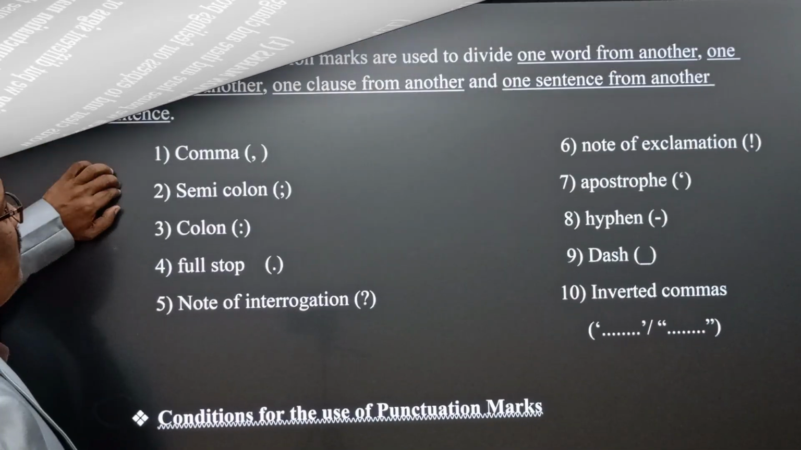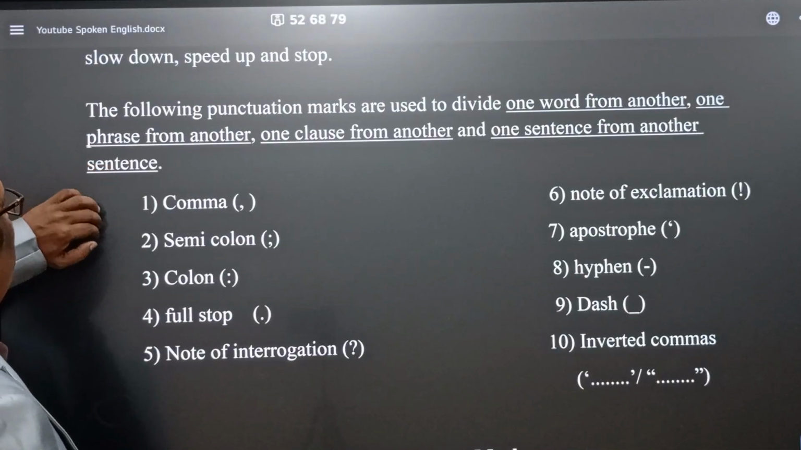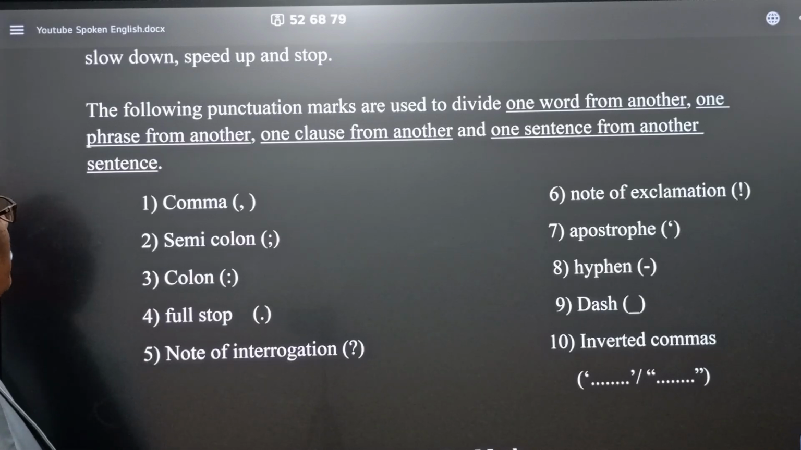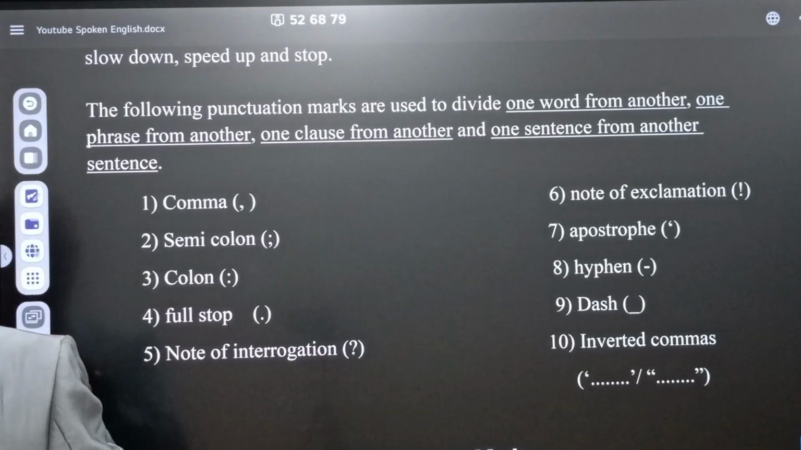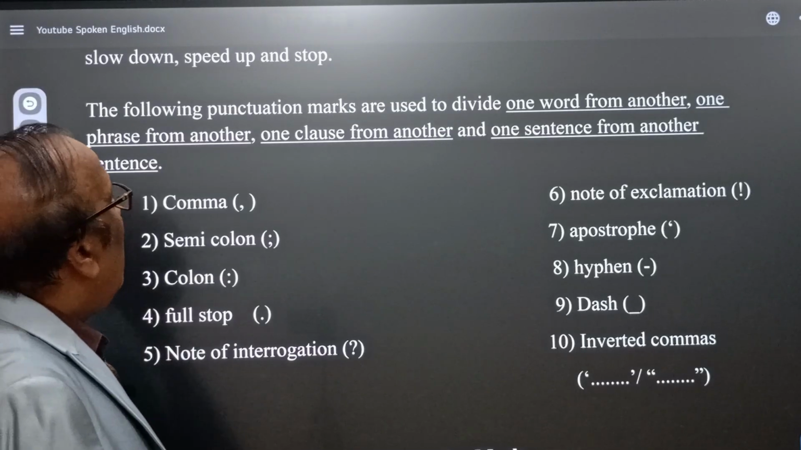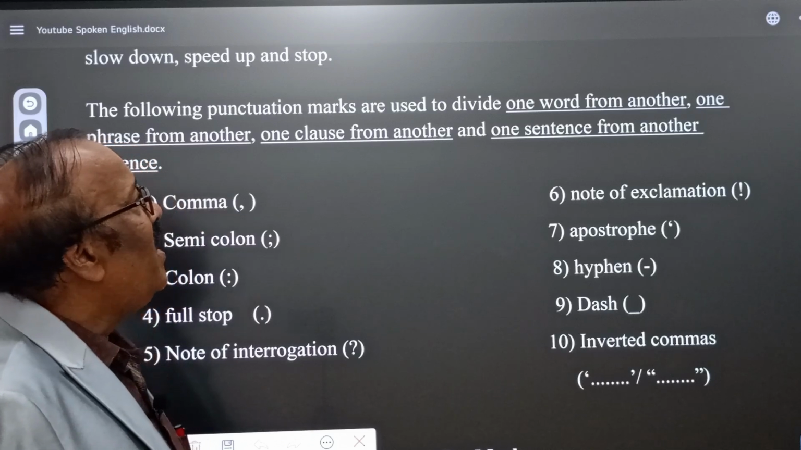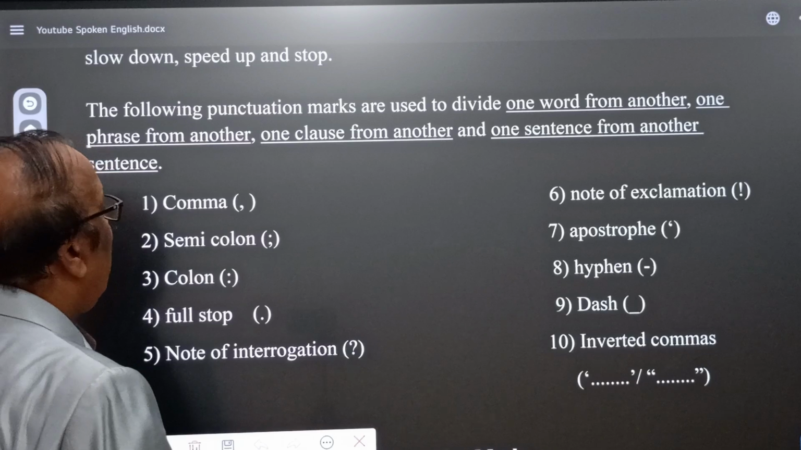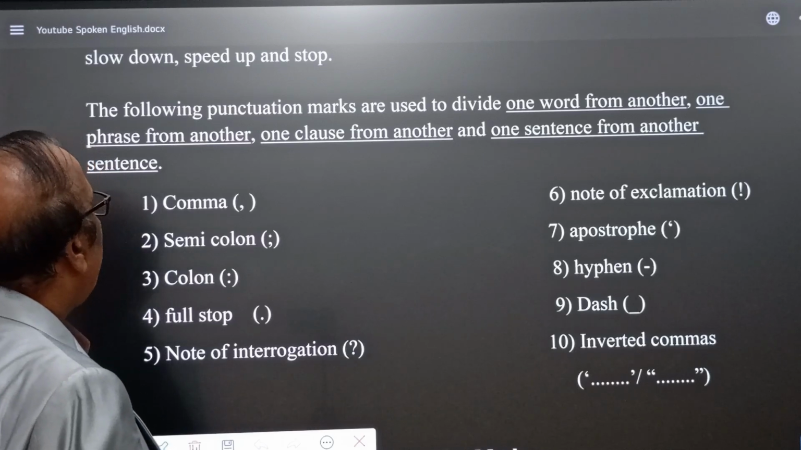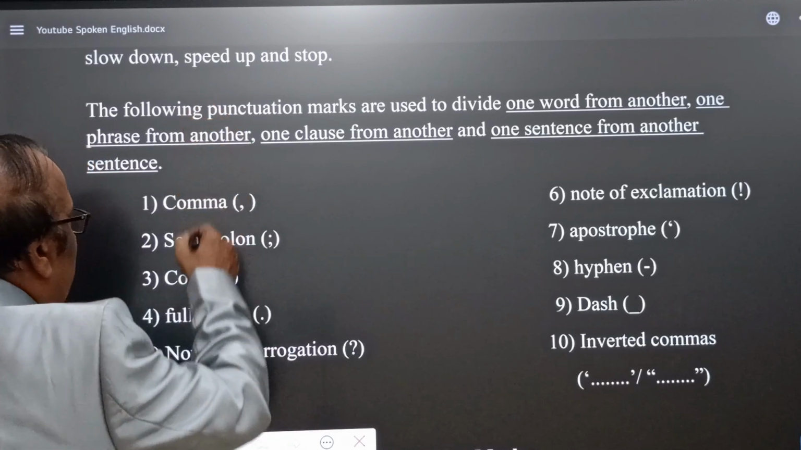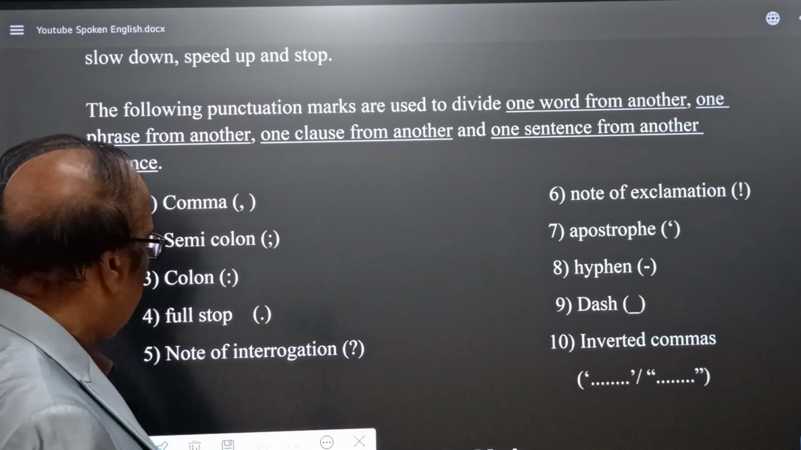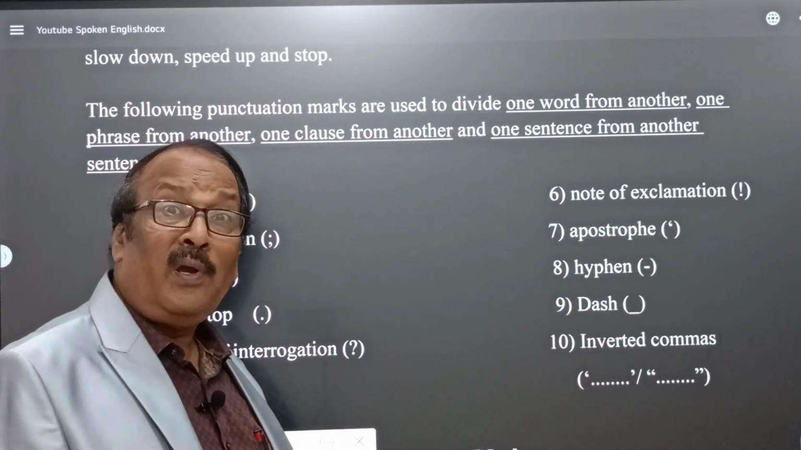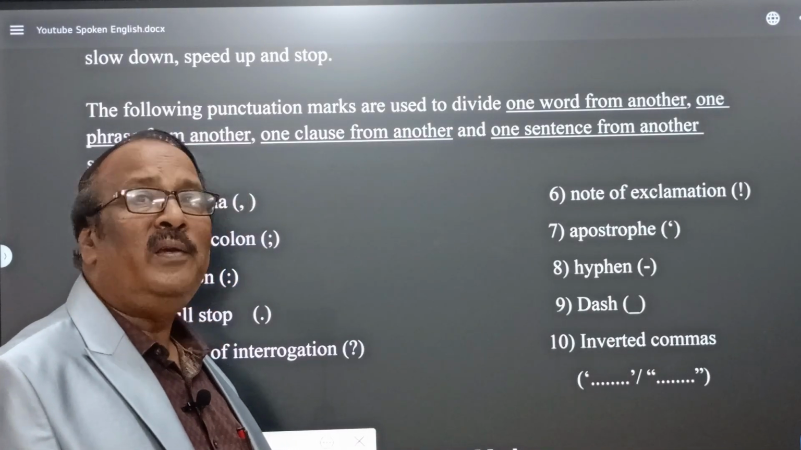Now come to the next idea. The following punctuation marks are used to divide one word from another, one phrase from another, one clause from another, and one sentence from another sentence. So this is another very interesting idea: these are the 10 punctuation marks. Usually these marks are followed at the time of our writing.